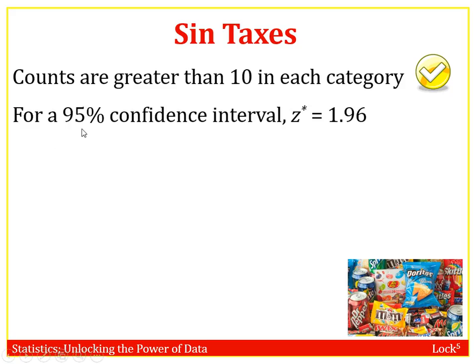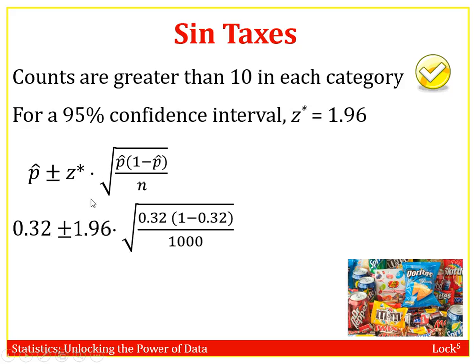Now, in the past, we had said our z for our confidence interval was going to be 2. But we're going to be a little bit more precise, and we're going to use the actual value of z star, 1.96. So we're going to take our proportion plus or minus 1.96 times the standard error right here. Here's our proportion, here's our z star, and here was our estimate of p, which is 0.32, times 1 minus 0.32 over our sample size of 1,000.